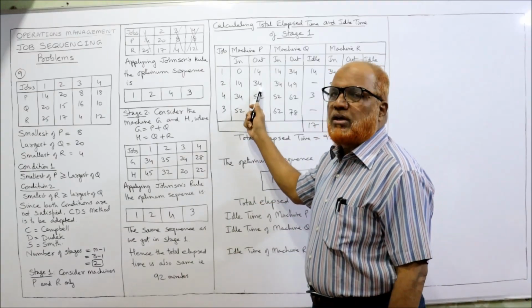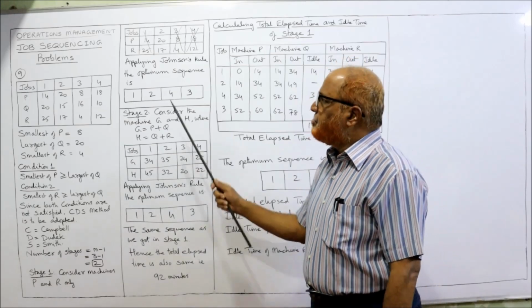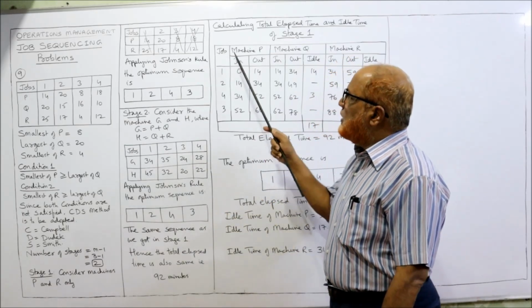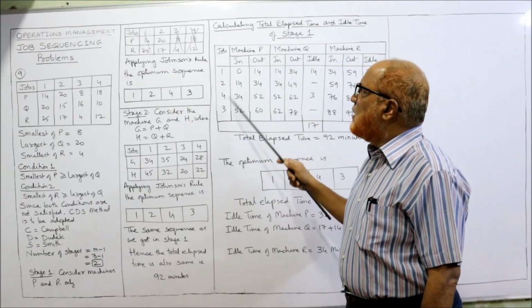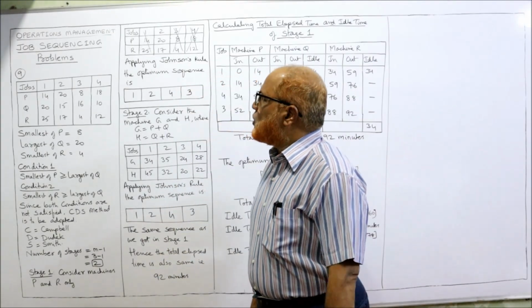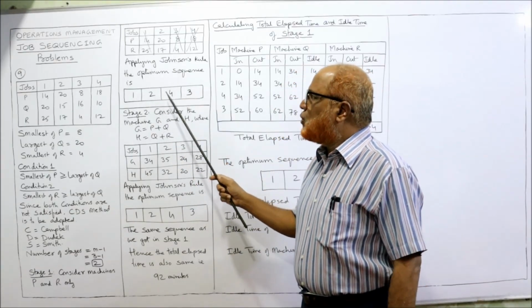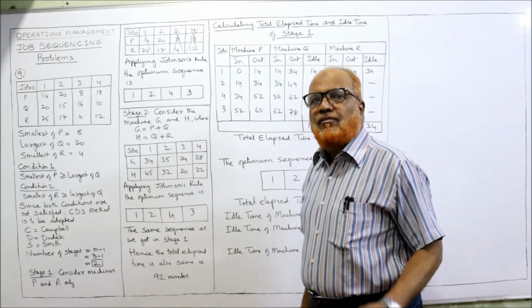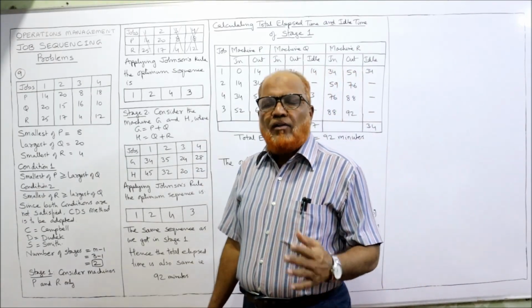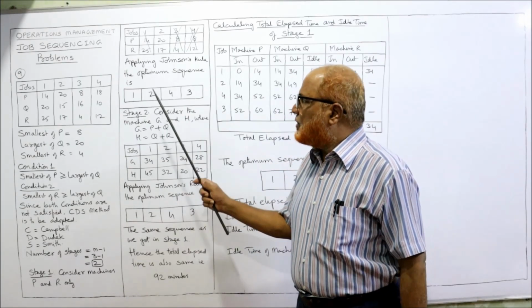Now we calculate the total elapsed time for this optimum sequence. So here job number 1, 2, 4, 3. This is the optimum sequence. Now machine P. Applying Johnson's rule, we get the optimum sequence as 1, 2, 4, 3. This is the sequence given by the first stage. We have to find out the total elapsed time for this sequence.